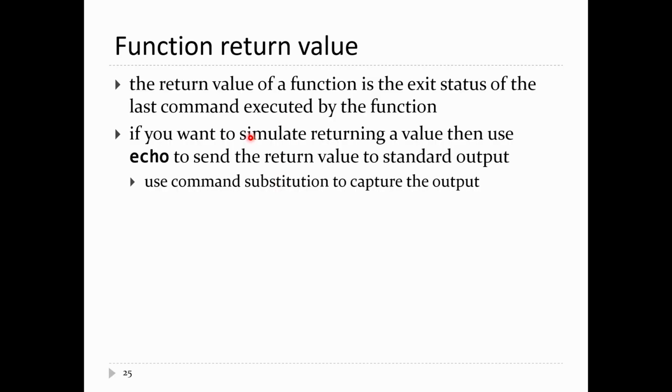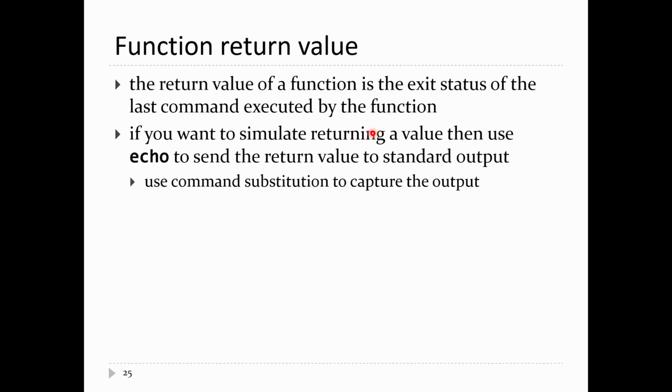So the return value of a function is the exit status of the last command executed by the function. This is the other weird thing in bash. You're probably used to functions or methods that return values. A bash function doesn't return a value. Instead, it returns an exit status. So whatever the last command of your function was, the exit status of that command is the return value for the function.